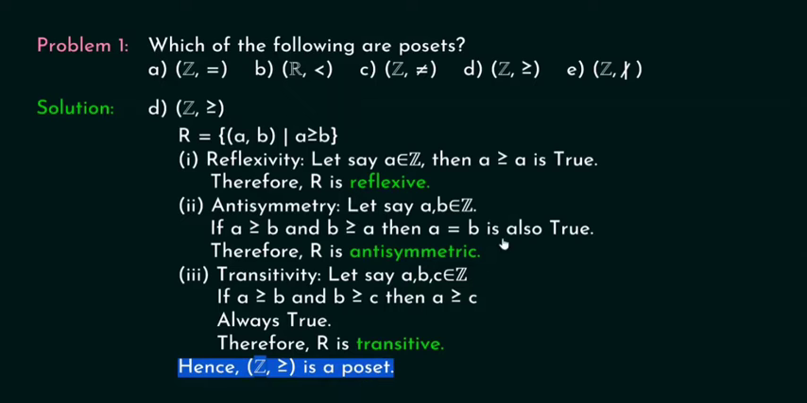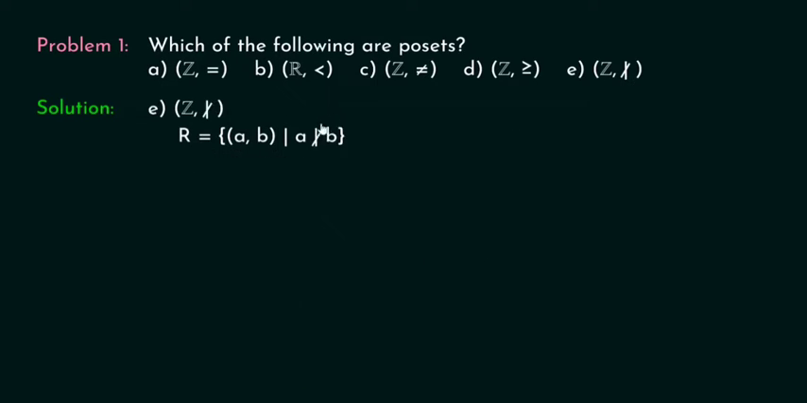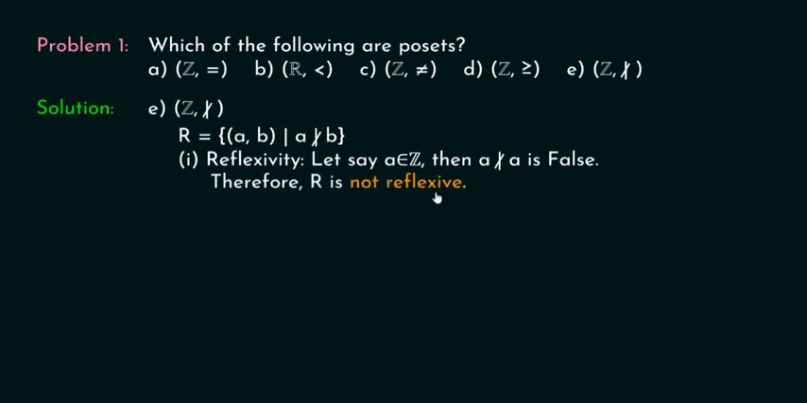Now let's see whether Z comma not divisible is a poset or not. R is nothing but set of all ordered pairs A comma B such that A does not divide B. Right? Let's see whether this relation is a partial order or not. For this, we will check the reflexivity. Let's say A belongs to set of integers. Then A does not divide A is actually false. A divides A, right? Therefore, R is not reflexive.